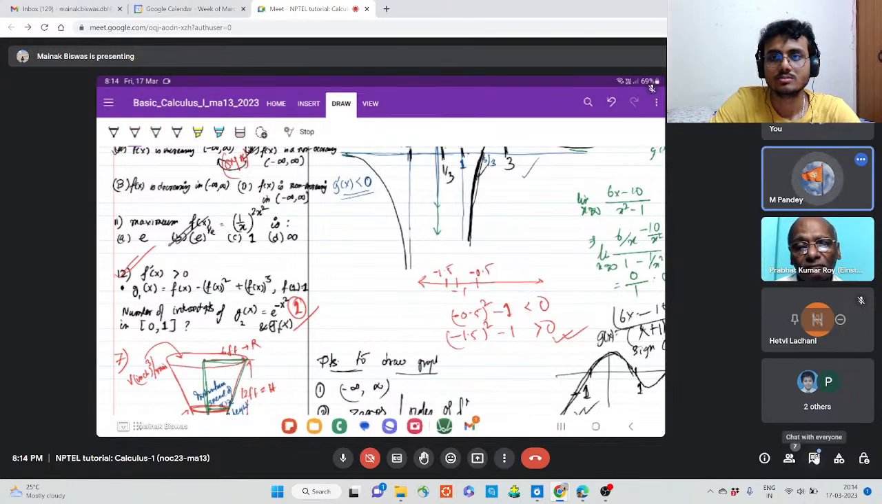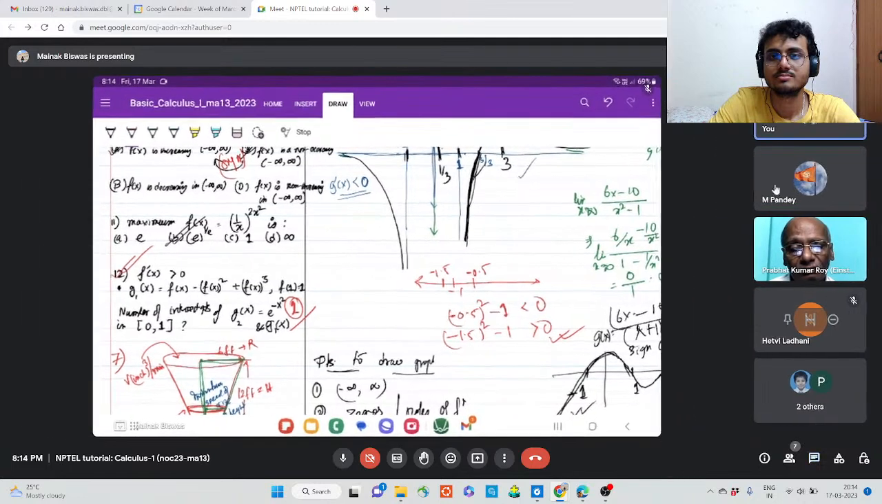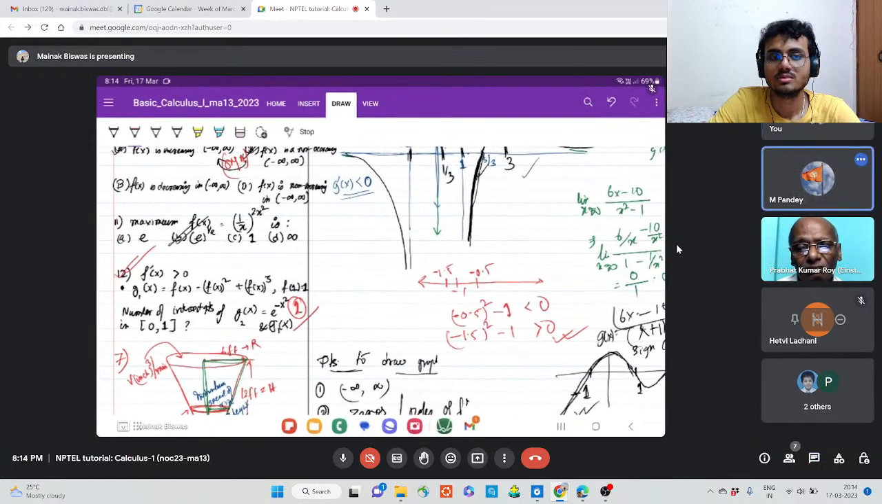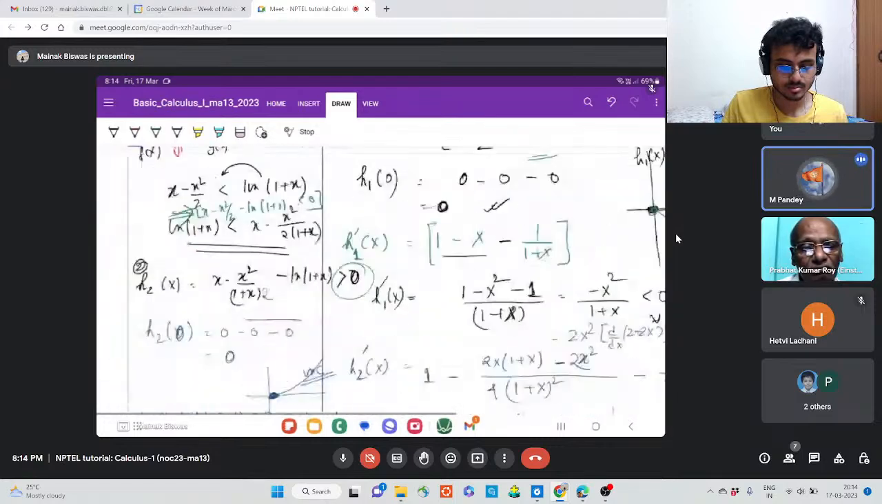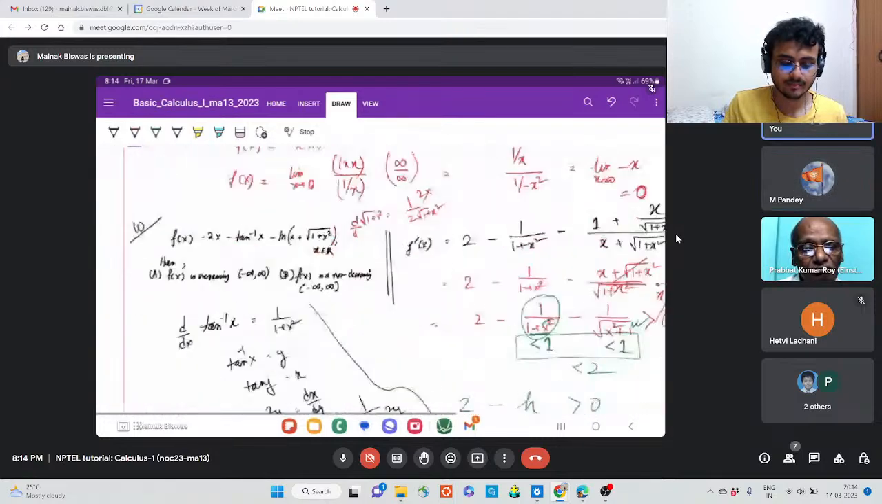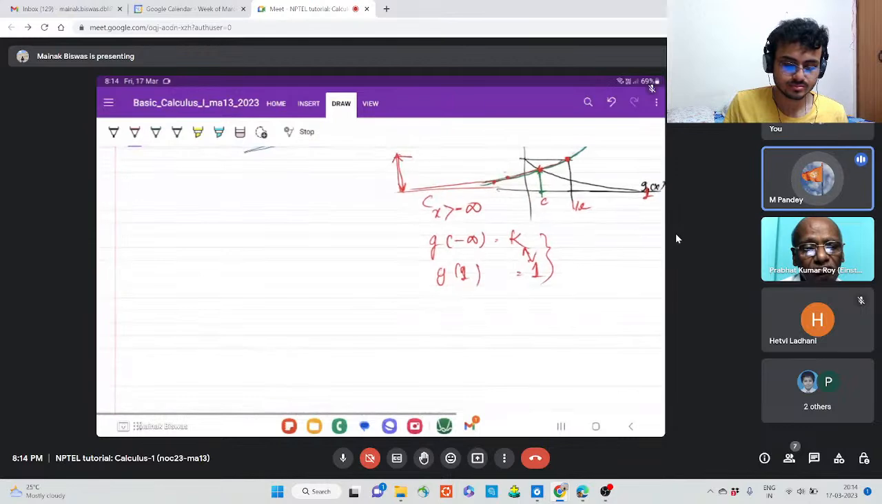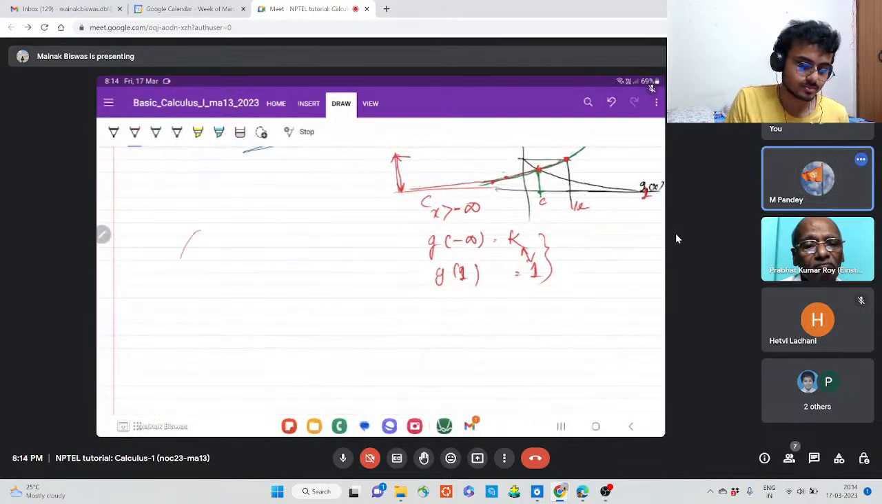Sir, I have a problem. Suppose there is a 3-dimensional sphere, and a plane is cutting it. How can we see the point of intersection? Suppose there is a sphere x square plus y square plus z square is equal to a square, and a plane is cutting it, x plus y plus z is equal to c, say.